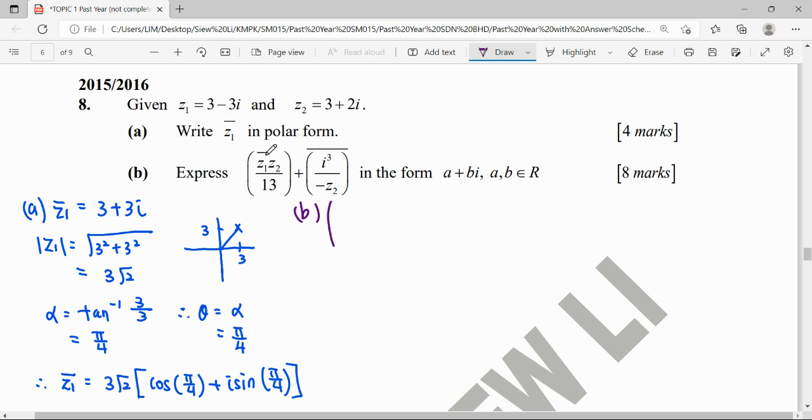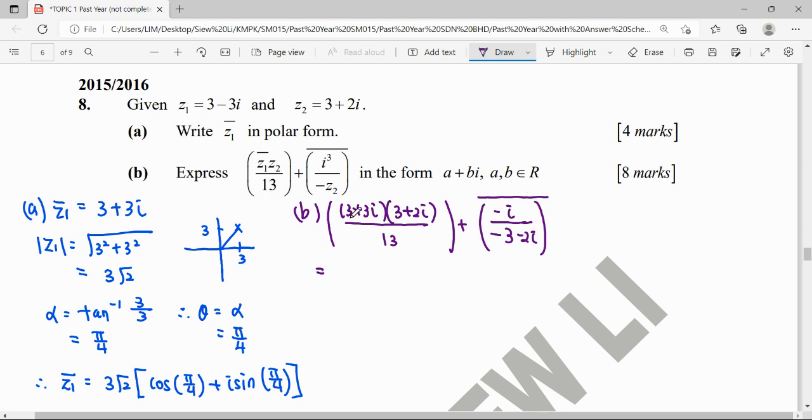Substitute the conjugate of z1, which is 3 + 3i, times z2, which is 3 + 2i, then divide by 13, plus the conjugate of i cubed, which will give us negative i, divided by negative z2. So negative z2 gives us negative 3, negative 2i. So we have to operate, simplify what is the complex number here, and then find out its conjugate.